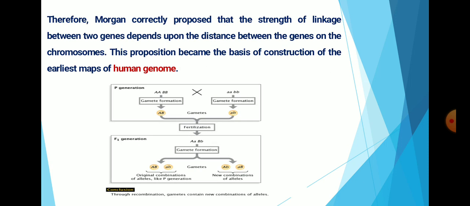Therefore, Morgan correctly proposed that the strength of linkage between two genes depends upon the distance between the genes on the chromosome. This proposition became the basis of construction of the earliest map of the human genome.